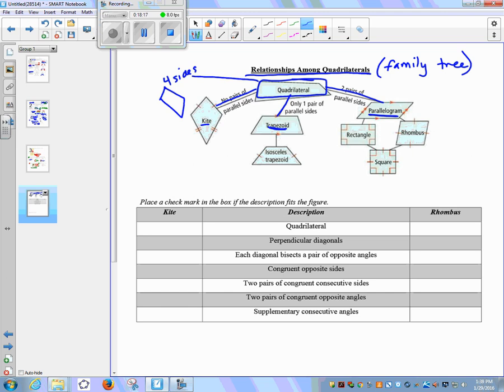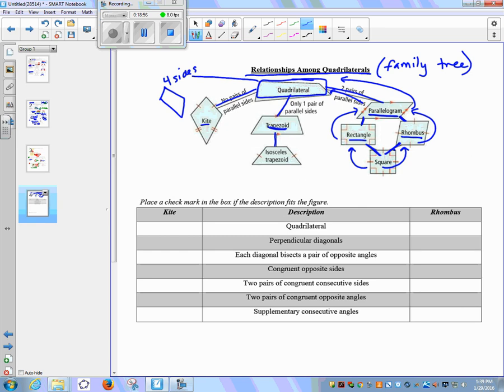Okay, so under trapezoid, there's one special type of trapezoid, and that's an isosceles trapezoid. Under parallelograms, we've talked about this before, two special types of parallelograms. A rectangle has four right angles, a rhombus has four congruent sides, and if you take all of the properties of both of those and combine them, you get a square. So a square is a rhombus, which is also a parallelogram, which is also a quadrilateral. A square is a rectangle, which is also a parallelogram, which is also a quadrilateral.